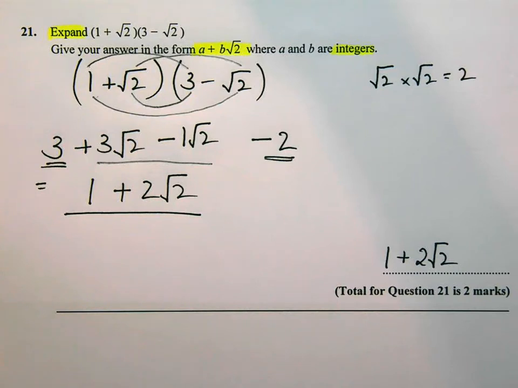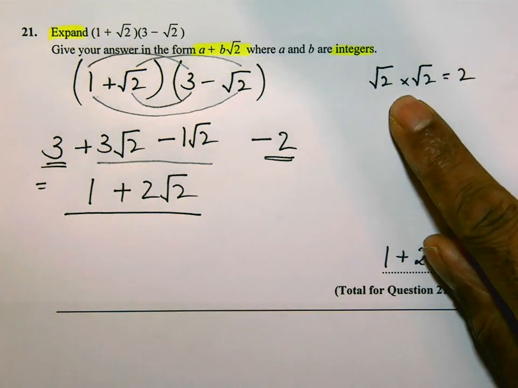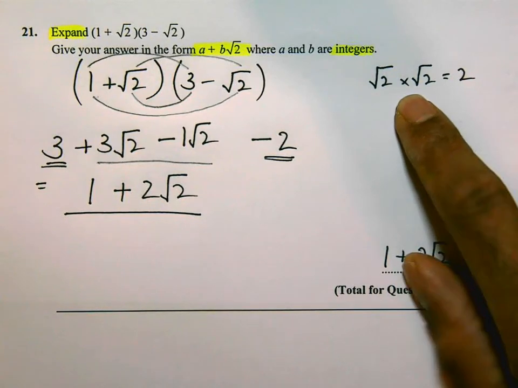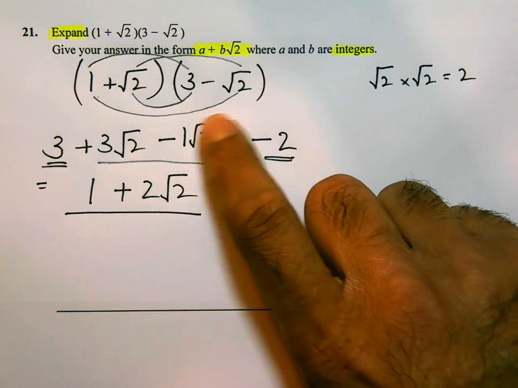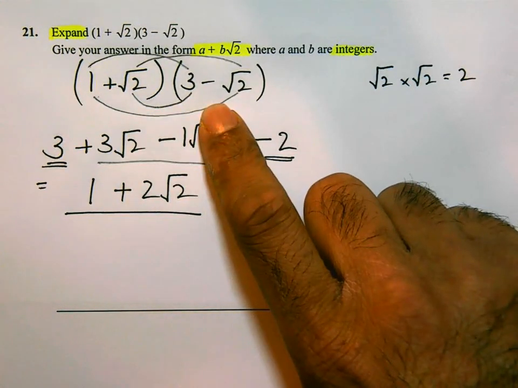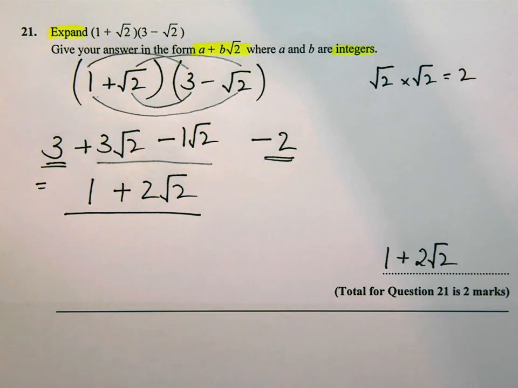This is a pretty straightforward question, right? And if you've done surds, you should be able to do it. This is the bit of maths that you need to make sure you know. You should be able to multiply a pair of brackets. This is just like expanding a quadratic, expanding a pair of brackets. You should be able to do this and get full marks in it.